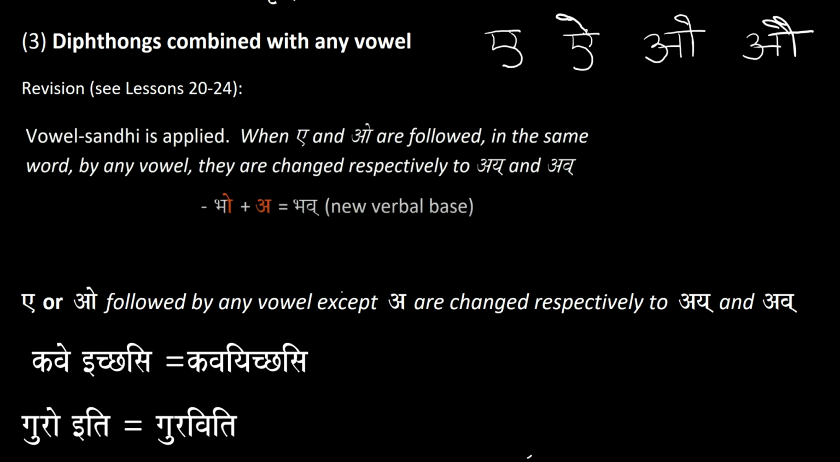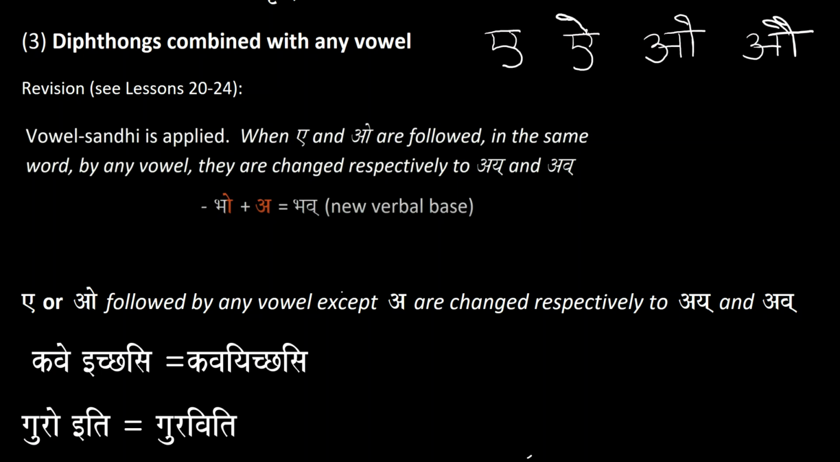In the previous lessons, we learned about vowel sandhi in depth. We went over the simple vowels being combined with similar simple vowels. And then later on, we learned about simple vowels being combined with dissimilar simple vowels. In this lesson, we're going to learn about diphthongs combined with any vowel. If you don't remember, diphthongs, as a reminder, include e, ai, o, and au in Sanskrit. Those four letters are diphthongs.